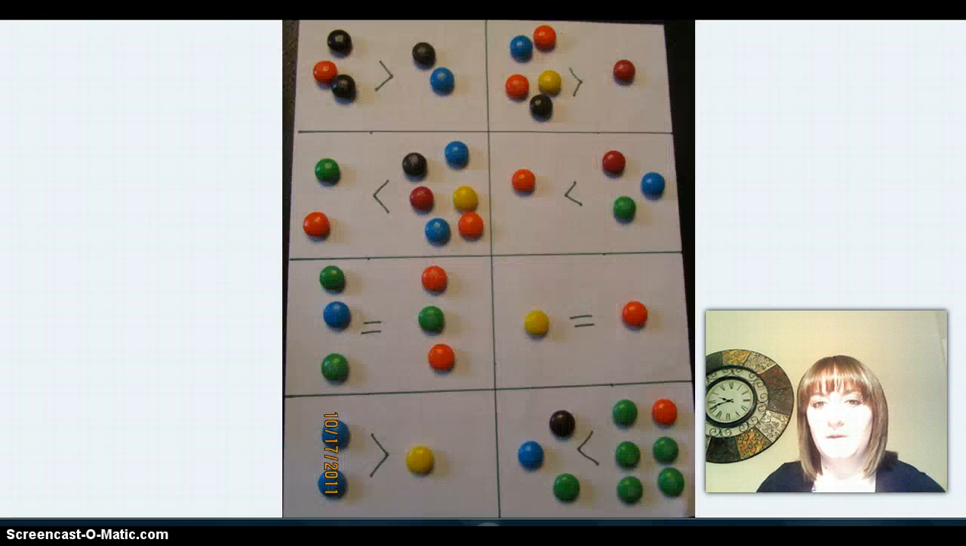Not all of them. And the M&Ms, I will give them M&Ms and have them compose them into 2 groups, and then hopefully they will be able to use the symbols correctly.